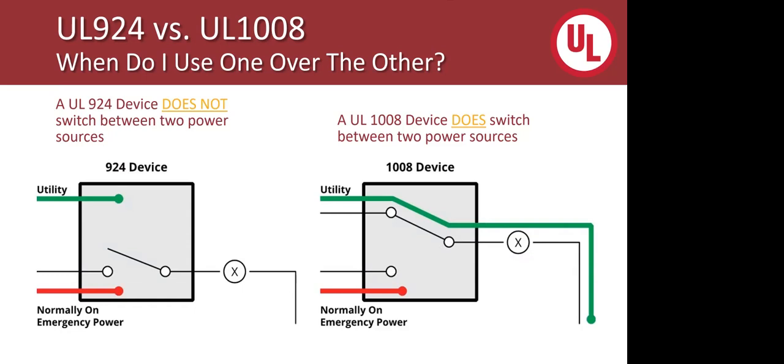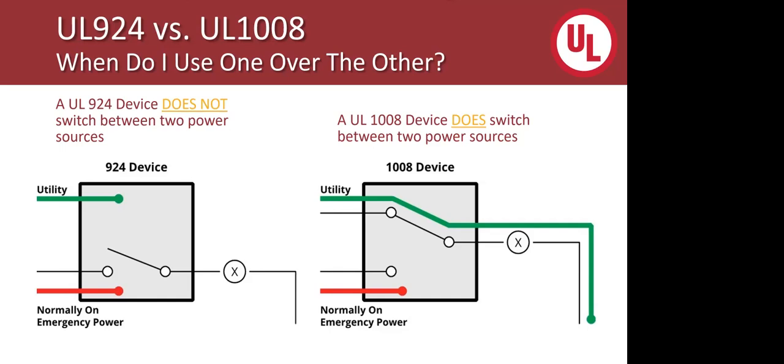When do you use one over the other? The 1008 device can be used in all situations. So low voltage dimming, switching, high voltage dimming. Definitely can use the 1008 device on much more than just a simple switch leg. You could literally use a 1008 device to supply power to an emergency panel, say.